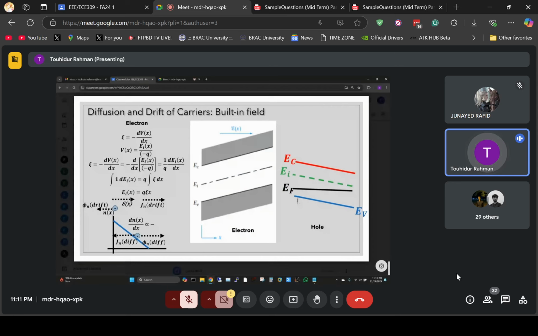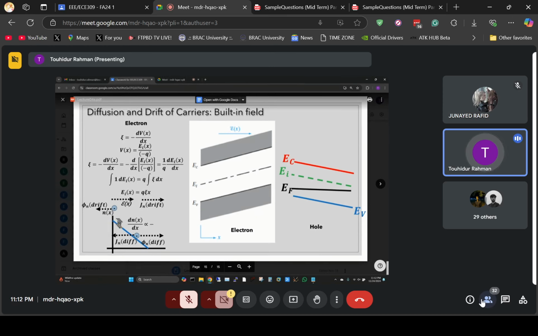So we need to calculate the built-in electric field. I think that was the question, right? The built-in electric field for a certain distribution, and that distribution is exactly the same as this one. I think we understand. You can mute your mic.